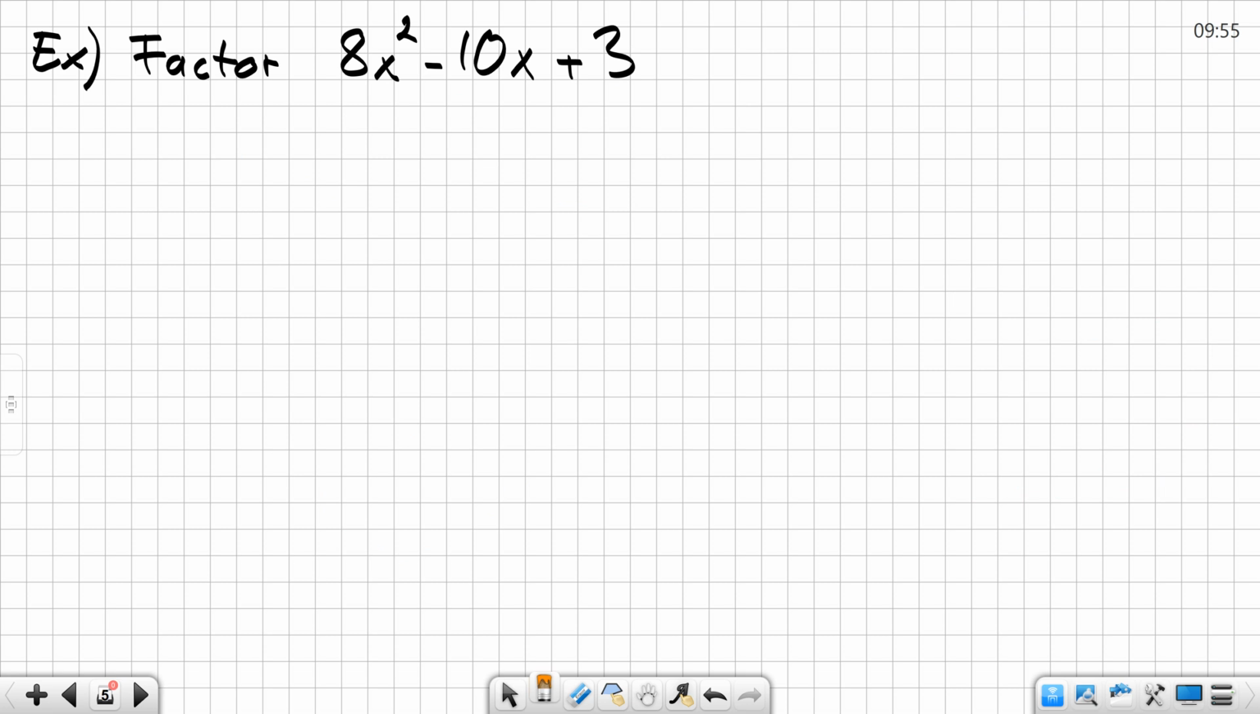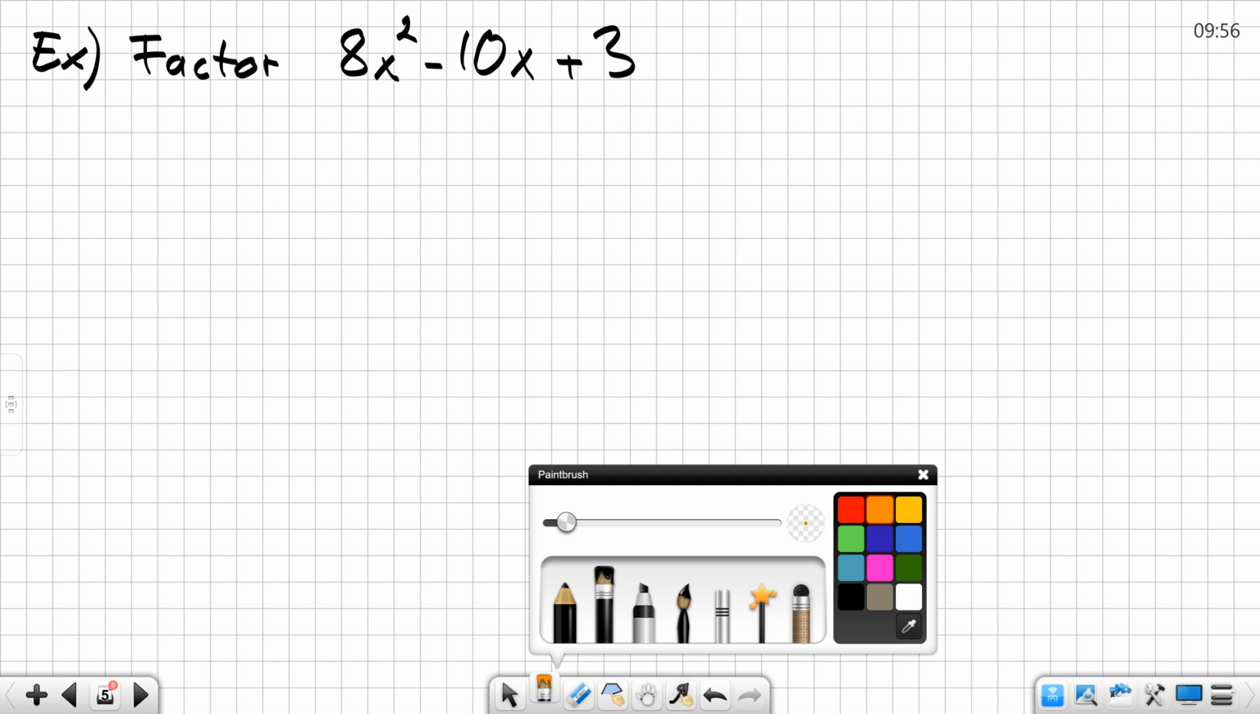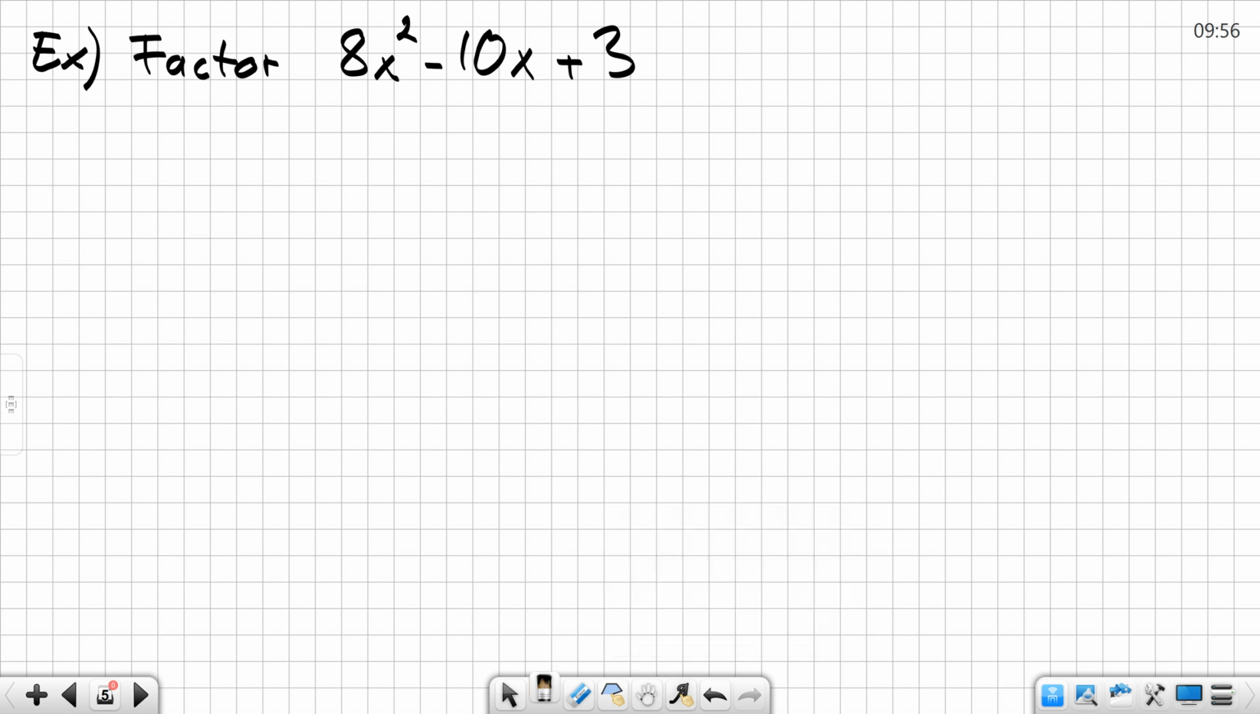8x squared minus 10x plus 3. We are going to just proceed with the same steps. First, 8 times positive 3. 8 multiplied by positive 3, that is a positive 24. And now, again, I'm looking for two numbers whose product is positive 24, but whose sum is negative 10. Now, because I'm looking for negative 10 as a sum, I am only considering negative factors.